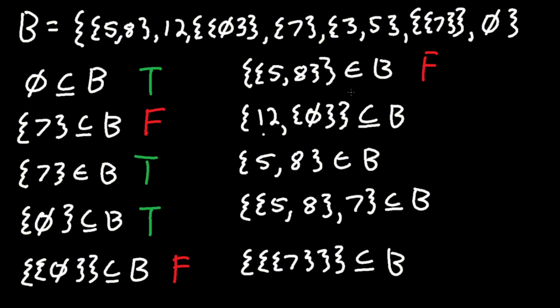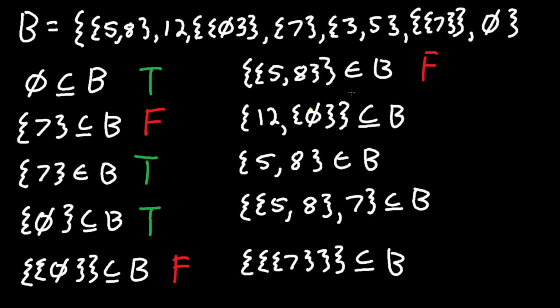All right, what about this? This is a subset symbol, so we're going to test out every element in this set to see if it's in B. So we have 12. Well, 12 is in B, so 12 is right here. So far, so good. But how about this?